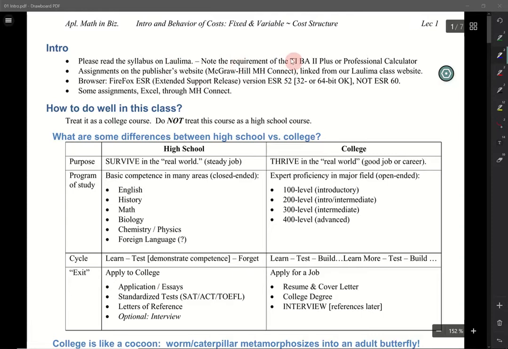Part of this class is to use the Texas Instruments Business Analyst Calculator. The reason is that this calculator has some time value of money functions, and these have to do with interest rates and borrowing. There's a business core class called Business 14 Business Finance, and there's a move to try to get everyone to use that same calculator.